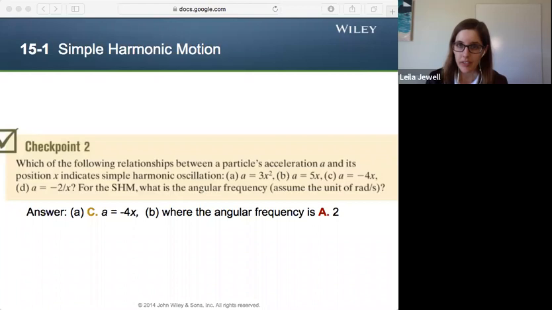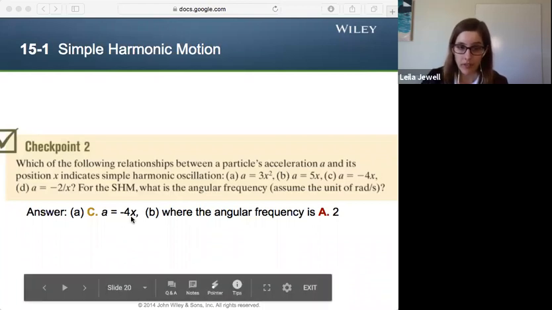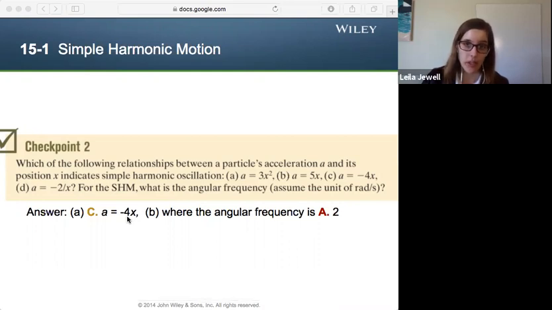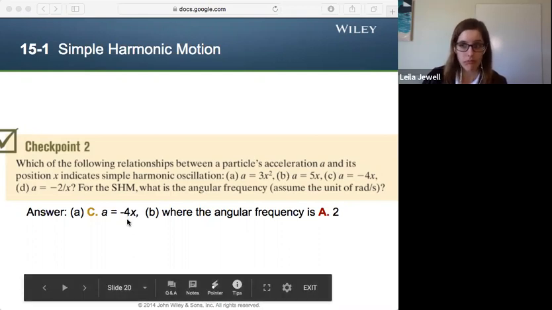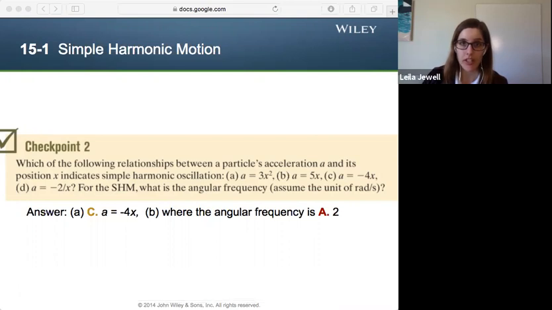Why is that? Well, that's because we know that in front of the displacement is the angular frequency squared. So since that's a 4, 4 is omega squared. So we take the square root of both sides and we get a 2. Okay, so there we have it. And that's how a number of different results have been found, by recognizing that they follow the correct form of simple harmonic motion and being able to extract variables from them.